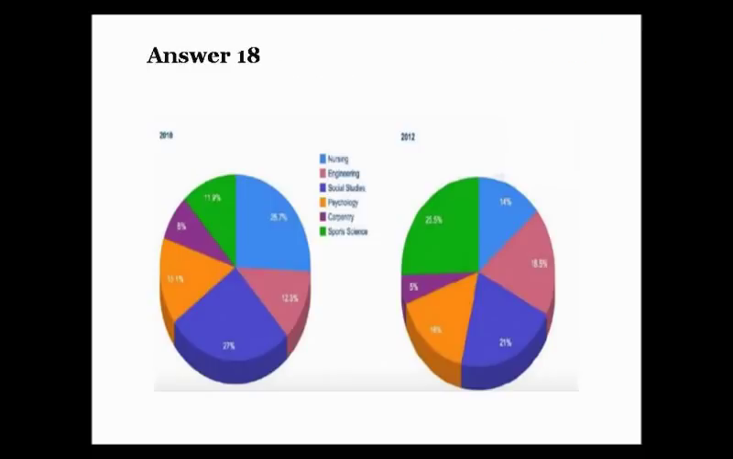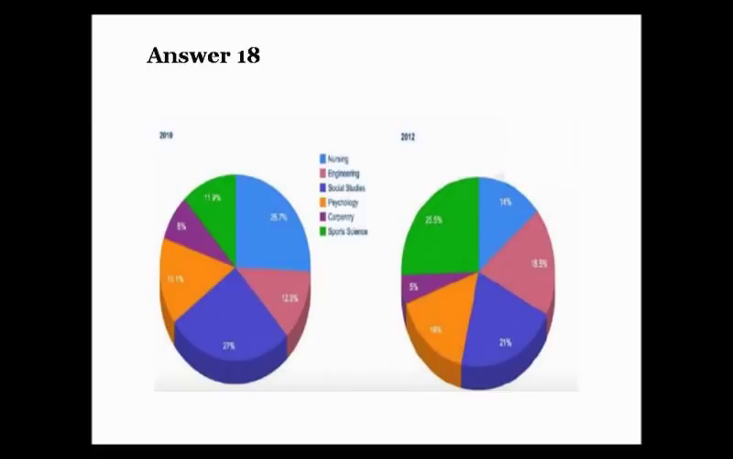The pie chart gives information about the distribution of subjects in 2010 and 2012. To begin with, we can see that there are categories in comparison, which are nursing, engineering, social studies, psychology, carpentry, and sports science. According to the graph, in 2010, the largest proportion goes to social studies with a figure of 27%, while the smallest proportion goes to carpentry at 8%.